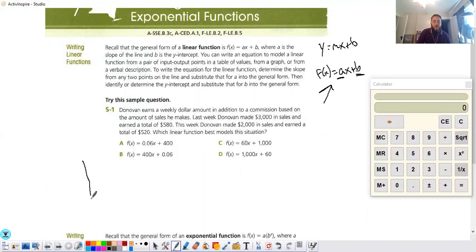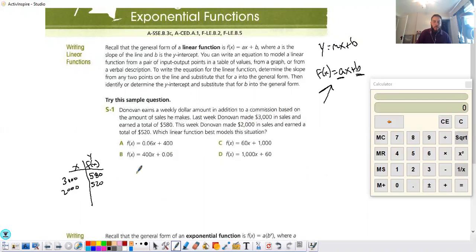So to find the a, first I'm going to take our information and put it into a table here for x and f of x. Remember, f of x is our output, which is y. So the first input they gave us was 3,000. If he made $3,000 in sales, he earned a total of $580. The second input they gave us is if he made $2,000 in sales, he made a total of $520. So what we first want to do is find the slope.